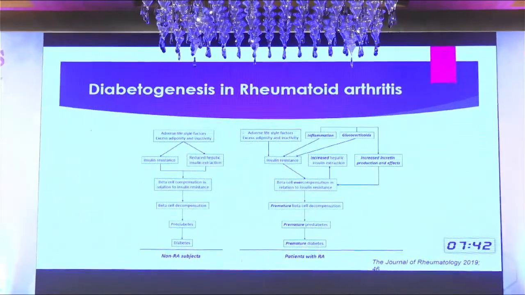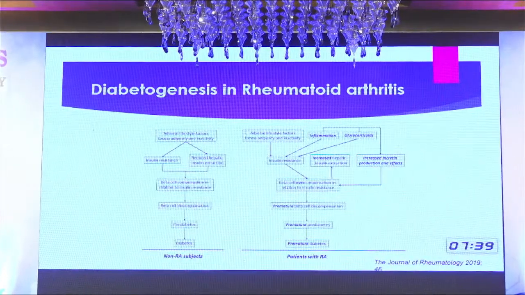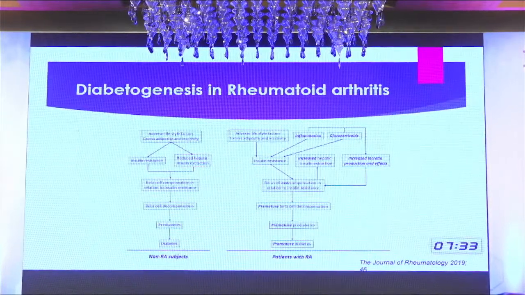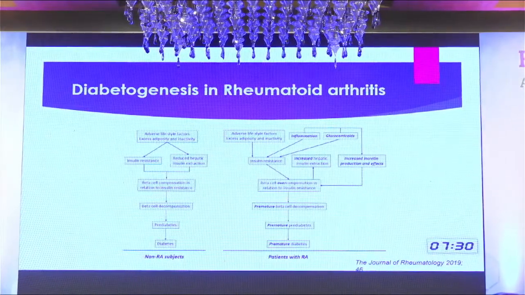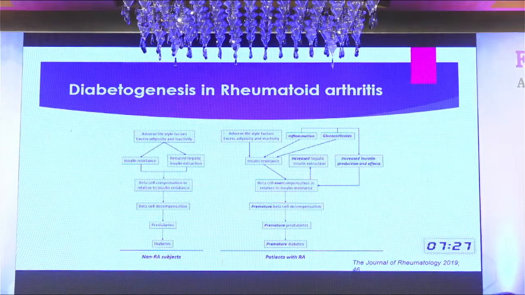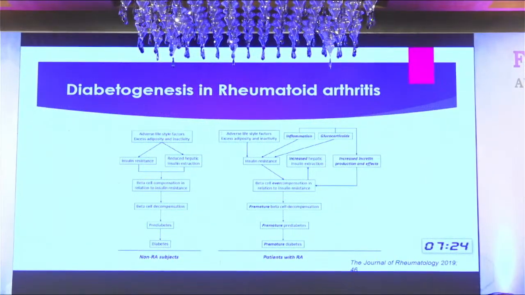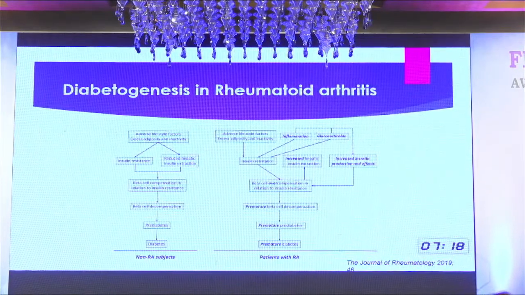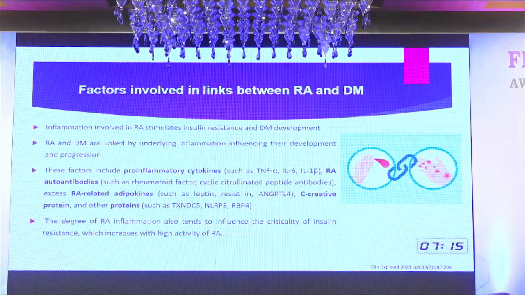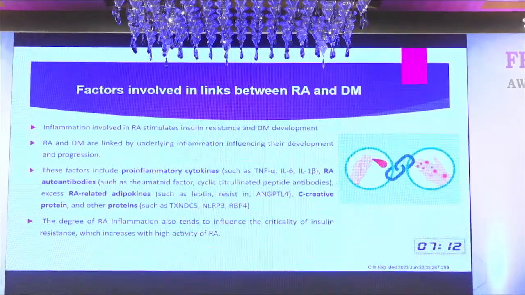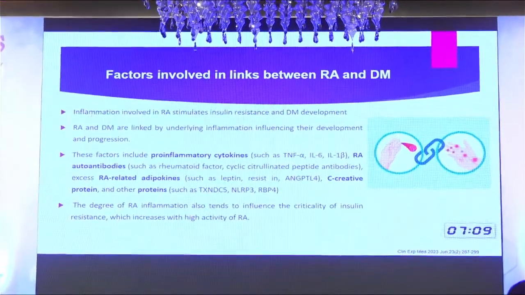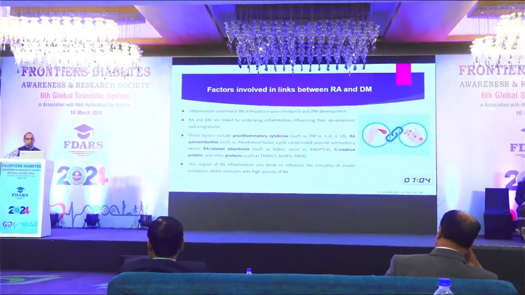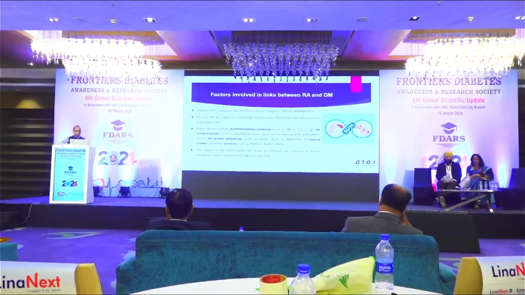Apart from the role of inflammation, we also have drugs, especially the glucocorticoids, which cause an insulin resistant state. And these lead to beta cell overcompensation, ultimately leading to premature prediabetes and then premature diabetes. So patients with rheumatoid arthritis are prone to develop diabetes much earlier than patients who are not suffering from rheumatoid arthritis. So as I've already told, the factors involved in the link between rheumatoid arthritis and diabetes are not only inflammation, but also other environmental factors in the form of immobility and the drugs that are used to treat rheumatoid arthritis.